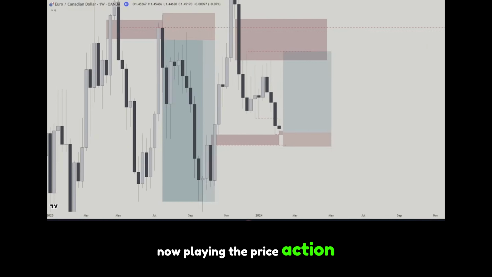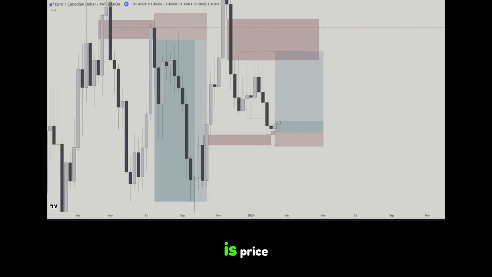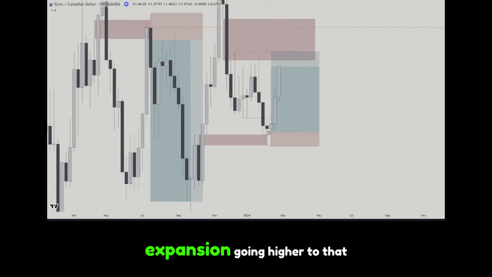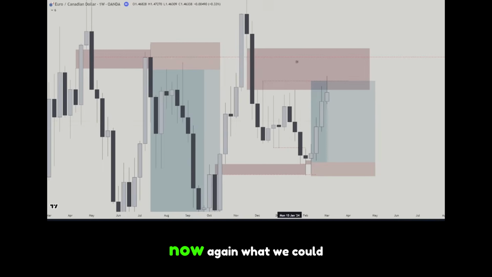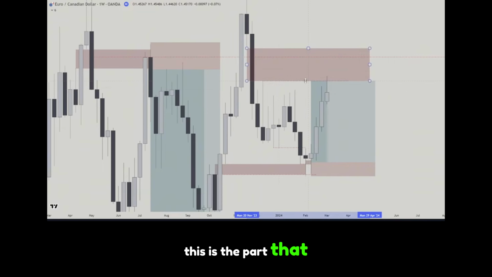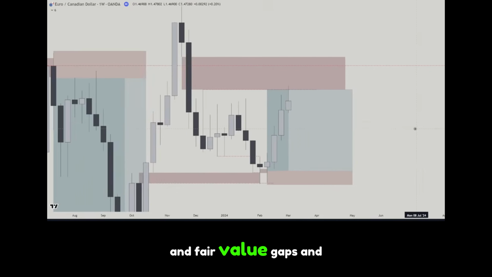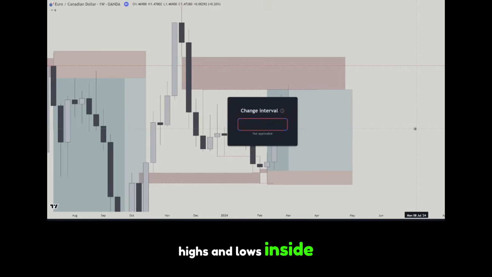Now paying attention to the price action here, what we can see happening is price consolidating there, expansion going higher to that target. Now again, what we could do is this fair value gap, this is the part that was unfilled. And you guys know my theory on liquidity and fair value gaps and highs and lows inside. Back to 4 hour to see what is happening here.